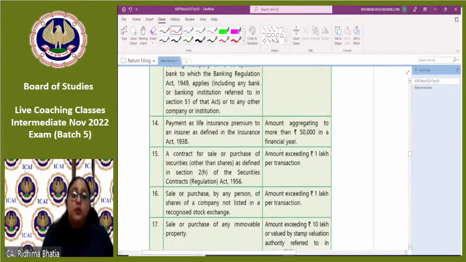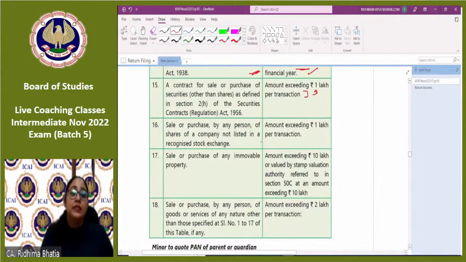If you pay a life insurance premium, and that premium payment is more than 50,000 in aggregate, 10,000 for 5 premiums or 10,000 for 6 premiums, or more than 50,000 for 1 premium, you have to tell your PAN number. If you are making sale or purchase of securities, and the transaction value is exceeding 1 lakh, you have to tell your PAN number. If you're making sale or purchase of commodities or shares of a company, and the value is more than 1 lakh, you have to tell your PAN number.